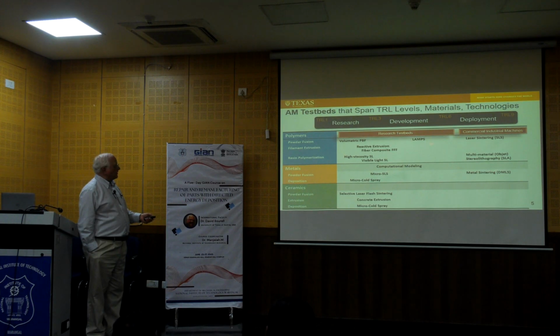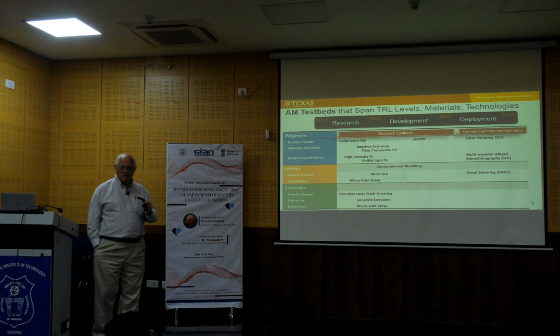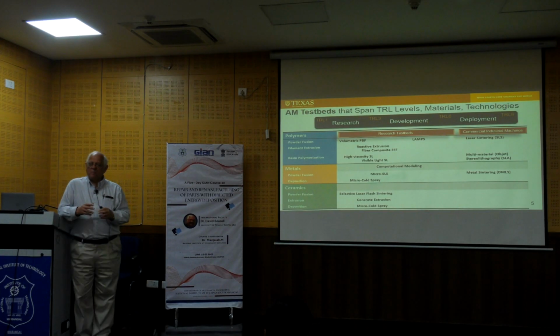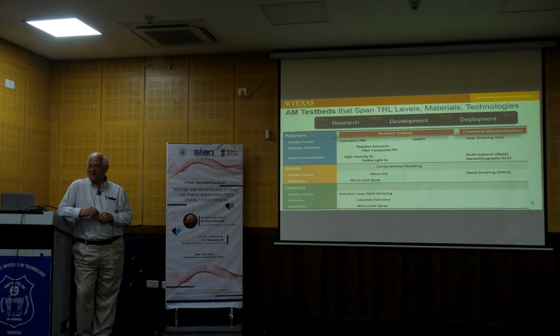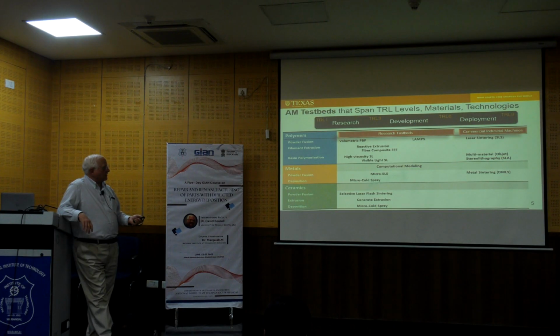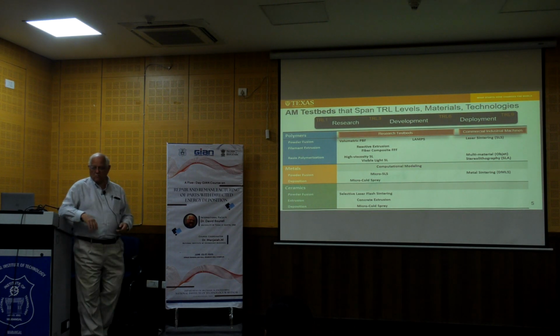The LAMPS machine is the other one I want to mention briefly. It's a powder bed machine, but it's heavily instrumented so that we can measure all kinds of parameters and monitor things as the parts are being built. Again, that's a powder polymer machine. Then of course we have the commercial industrial machines that I showed you previously.